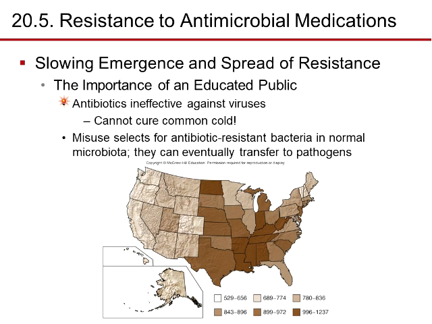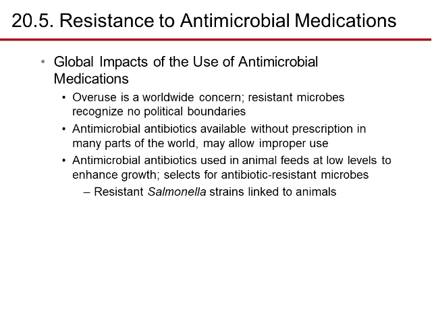Misuse selects for antibiotic-resistant bacteria in normal microbiota, which can eventually transfer resistance to pathogens. So we've trained our normal flora to be resistant, which passes that information on to more aggressive pathogenic bacteria. Global impacts of the use of antimicrobial medications: overuse is a worldwide concern. Resistant microbes recognize no political boundaries.